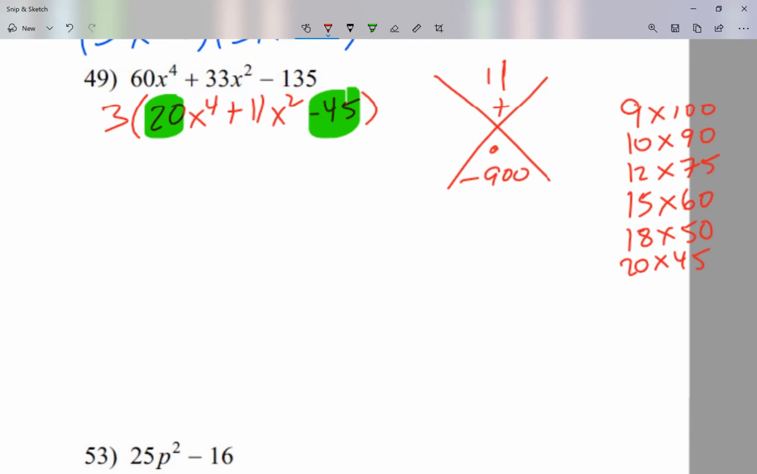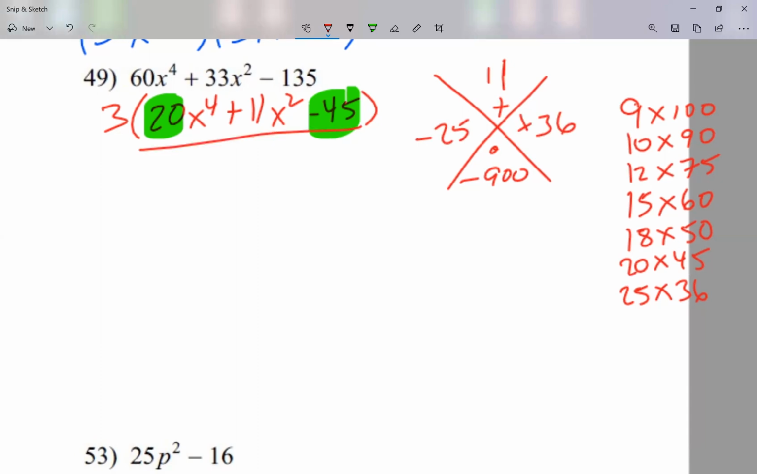900 divided by 21 doesn't work. Divided by 22 doesn't work. Divided by 23, it doesn't work. Divided by 24 doesn't work. Now divided by 25, I get 36. So that means that 25 times 36 is 900, and subtracted is 11, so that's good. So I'm going to call this negative 25, positive 36. All right, so I'm going to split my middle term.